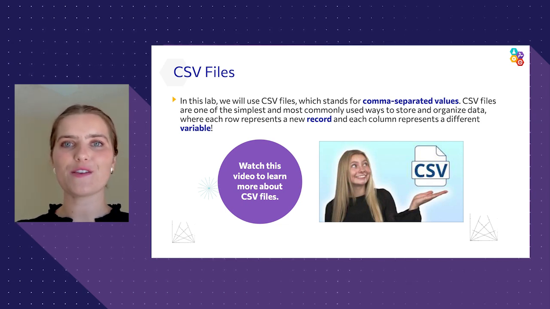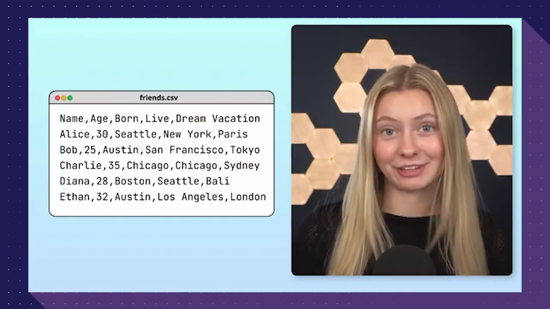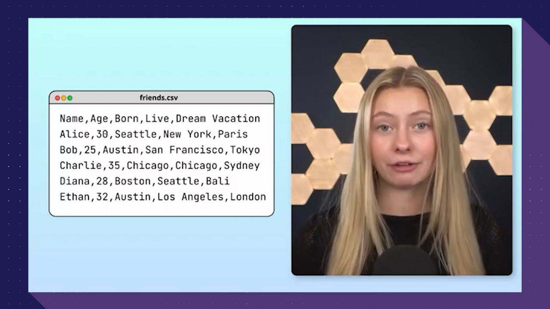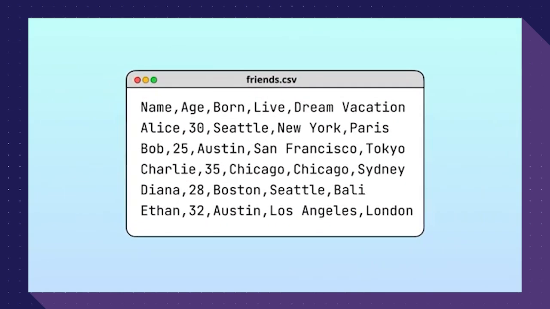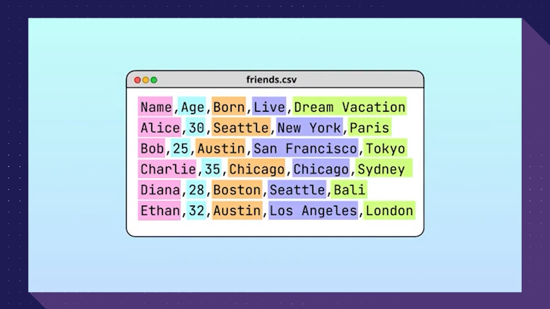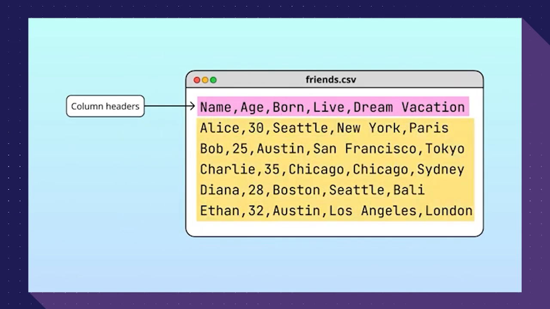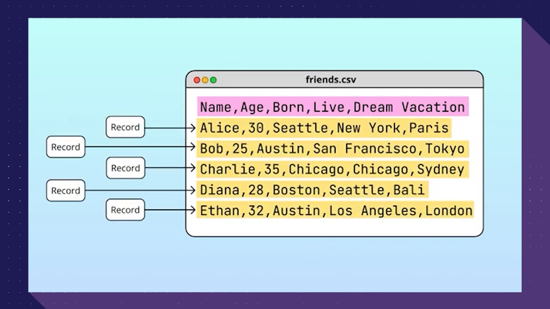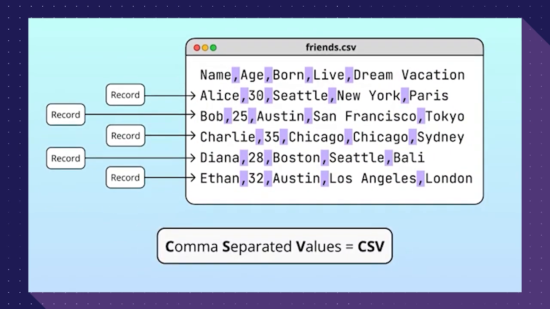And I want us to watch this quick video to help us visualize a little more what this looks like. This is a CSV file. CSV is a file format used to store data. In a CSV file, data is represented in both rows and columns. The first row of the file contains the column names, and the rows below hold the actual data or records. Each record is a new row, with individual values separated by commas. That's why this format is called comma-separated values, or CSV.